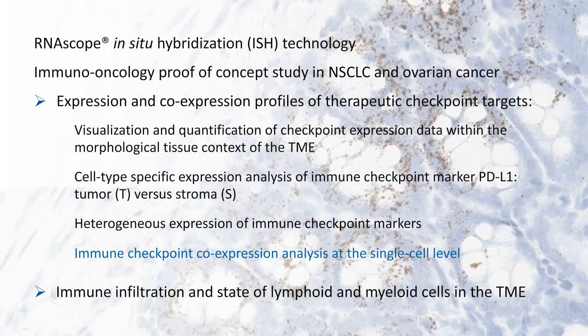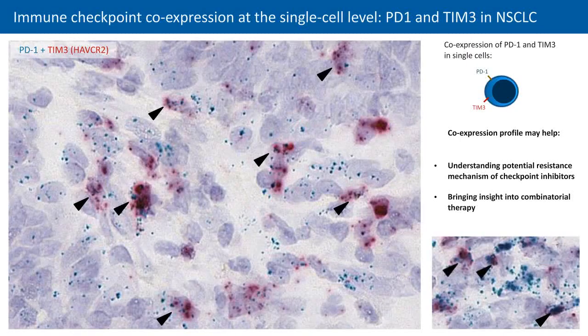In this last section of immune checkpoint marker expression profiles, we will further elaborate on the co-expression of checkpoint markers at single-cell resolution. For this part, I will focus on PD-1, TIM3, and LAG3, visualized by the chromogenic and multiplex fluorescent IHC assays. This chromogenic example illustrates the single-cell co-expression of TIM3 and PD-1 in red and green respectively, with some cells pointed out by the arrows.